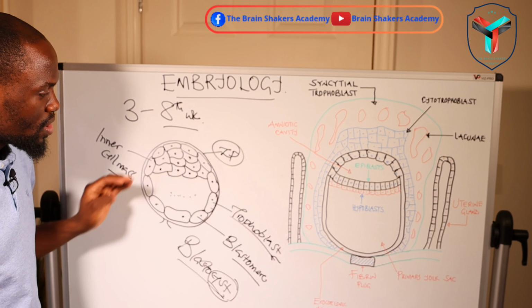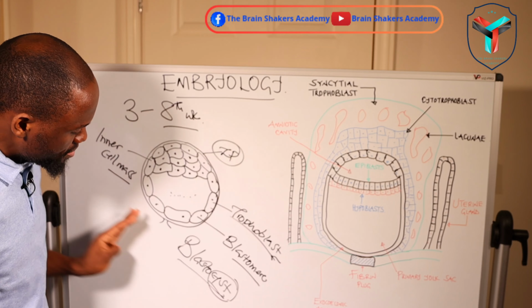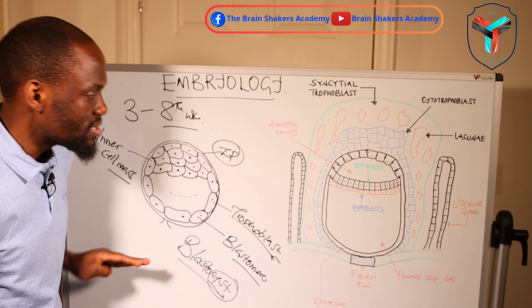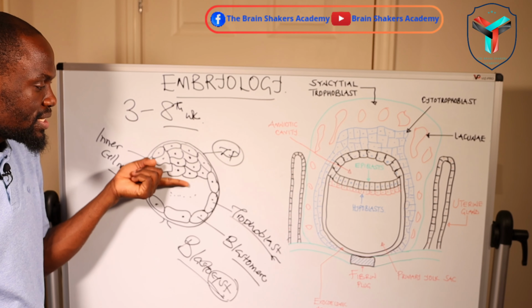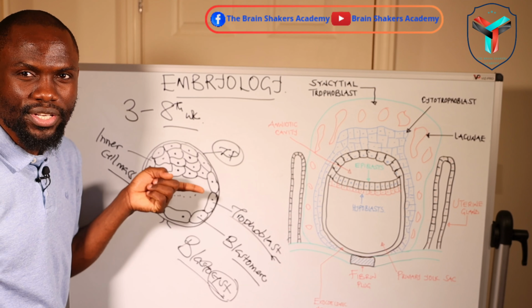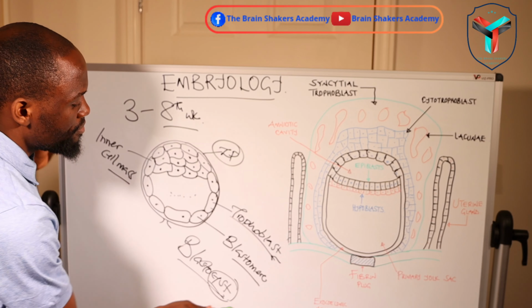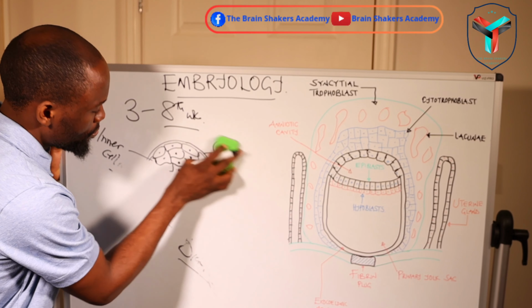Once this particular blastocyst has gotten access into the endometrium, we'll see that the inner cell mass is what is going to develop into what we refer to as the embryo proper.